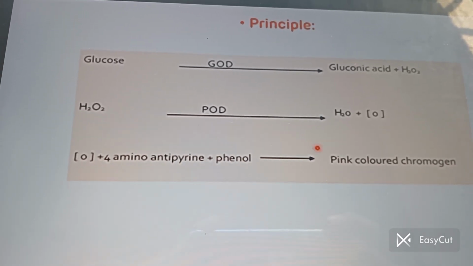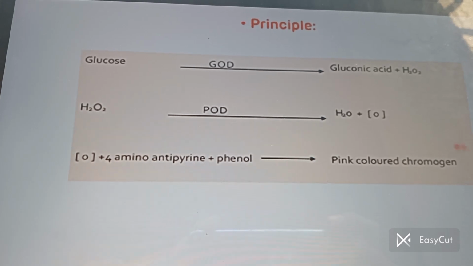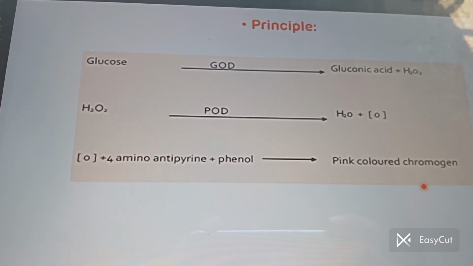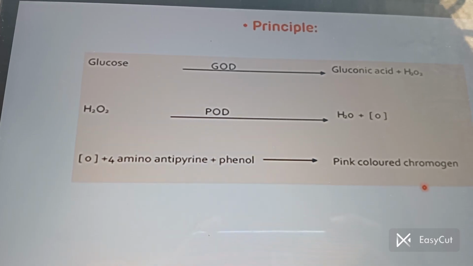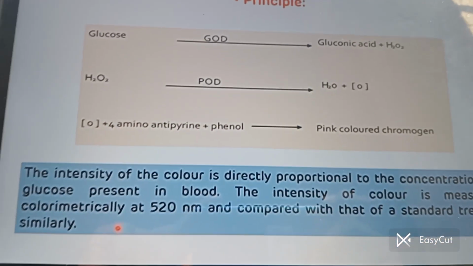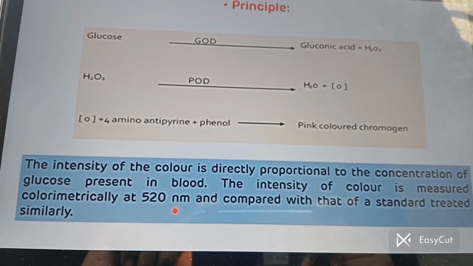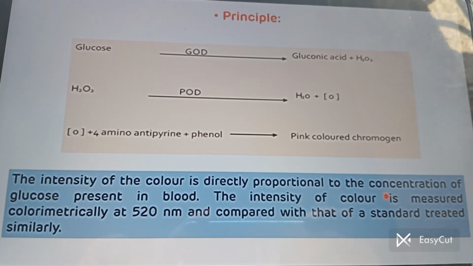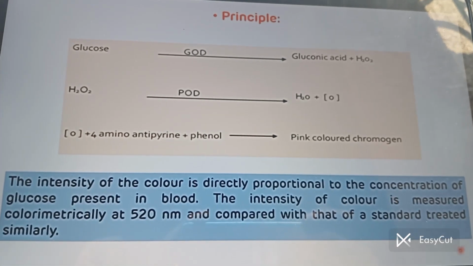And the intensity of this pink color will be directly proportional to the concentration of the glucose present in the solution. If it is a darker pink color, that means glucose present in the blood or in the solution is higher. And we have to measure the intensity of the color at 520 nanometer wavelength, and we have to compare it with that of standard treated similarly. So that is the principle of glucose oxidase method, which is asked frequently in the exam.